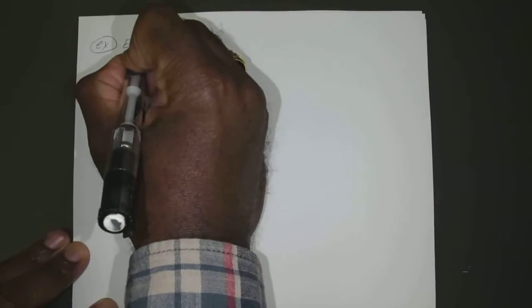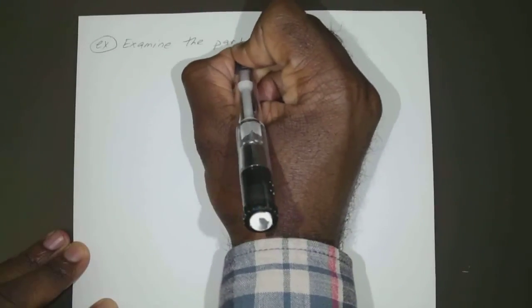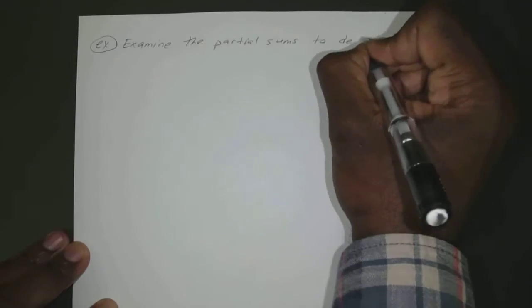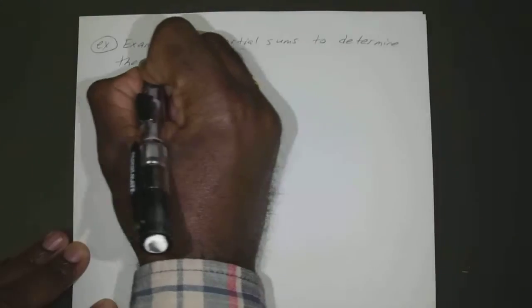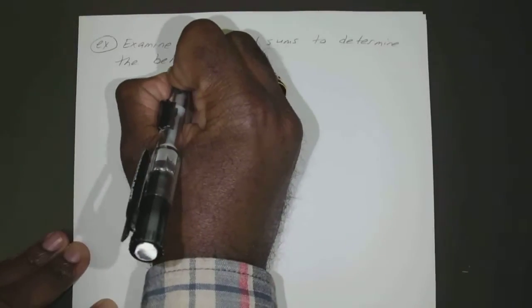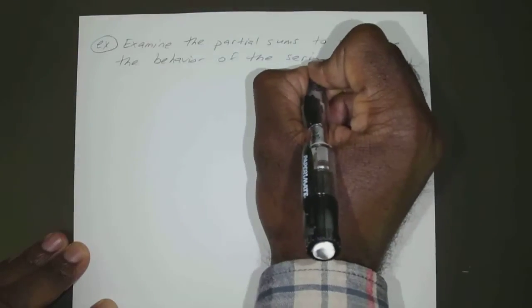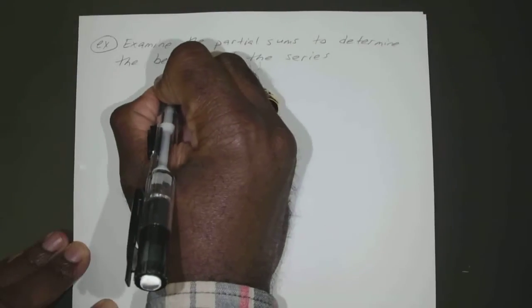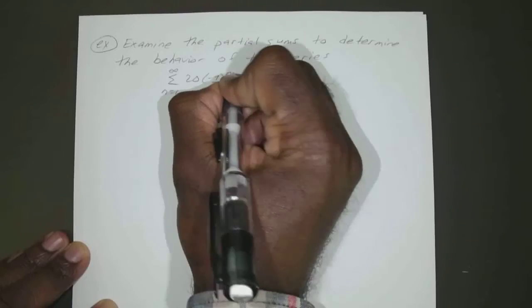Okay, so let's say, for example, examine the partial sums to determine the behavior of the series, say the sum, n equals 1 to infinity, of 20 times negative 1 to the nth power.